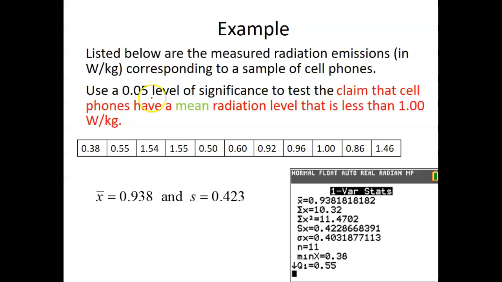Our claim, we're using a 0.05 level of significance to test the claim that cell phones have a mean radiation level that's less than 1 watt per kilogram. So here's my claim statement in red. It's a claim about the mean, and we don't know what the population standard deviation is. So sigma is going to be unknown, and that means we're going to have to use a t-test statistic, and also a t-CDF to do the problem.